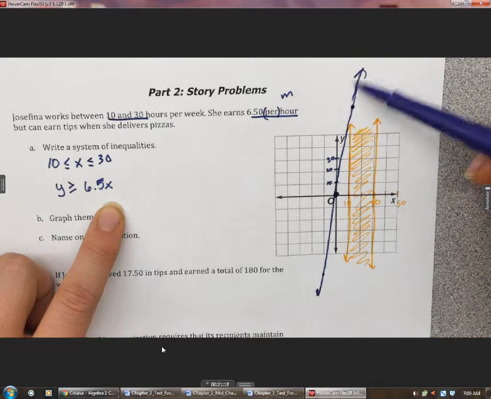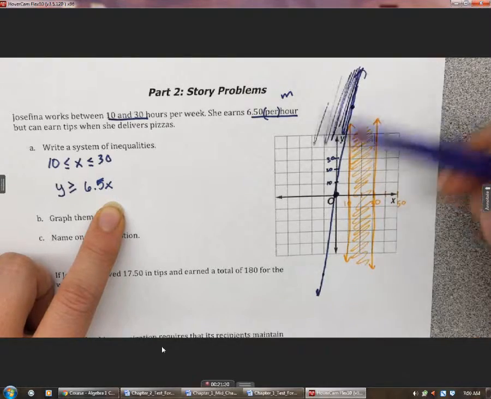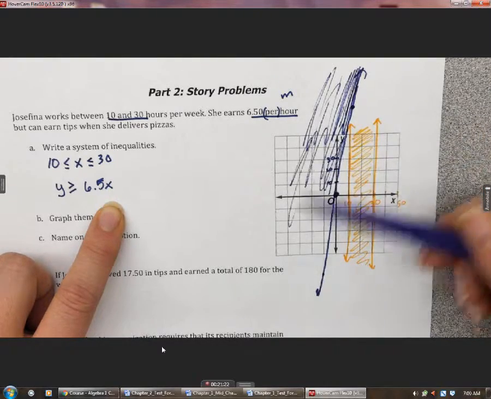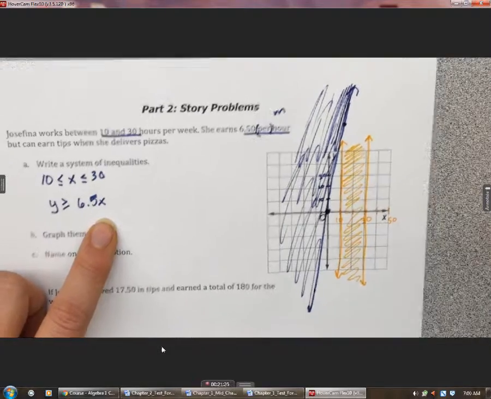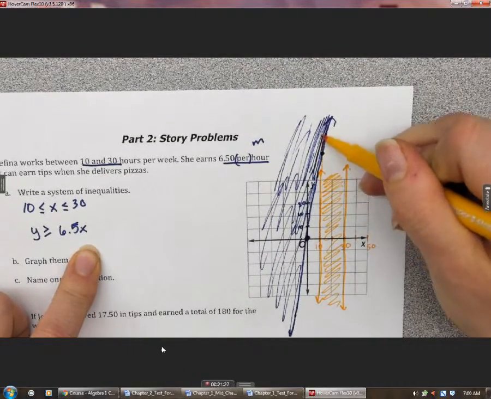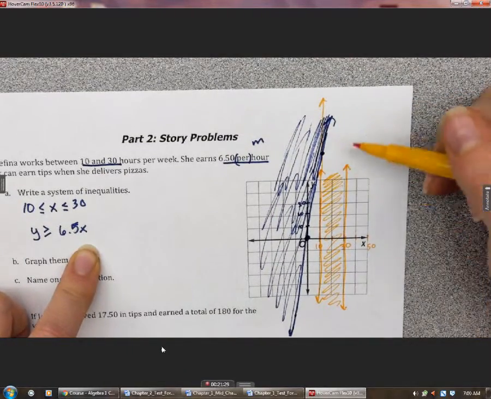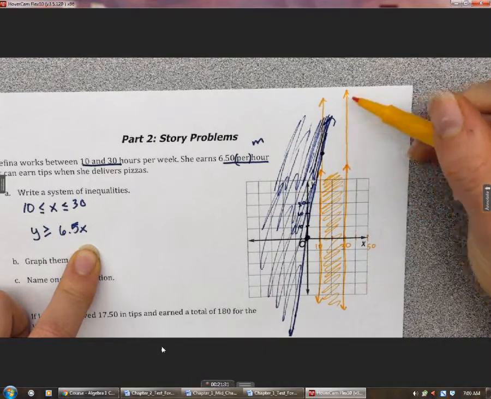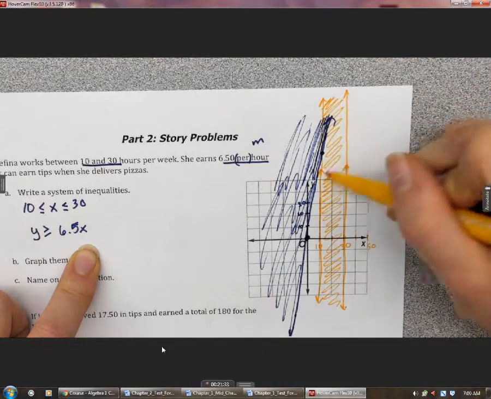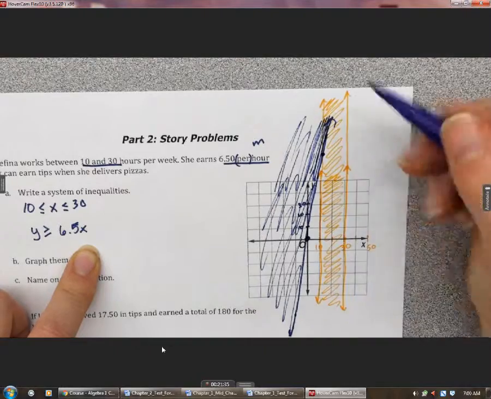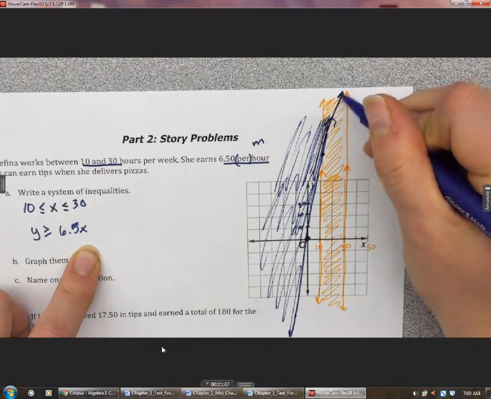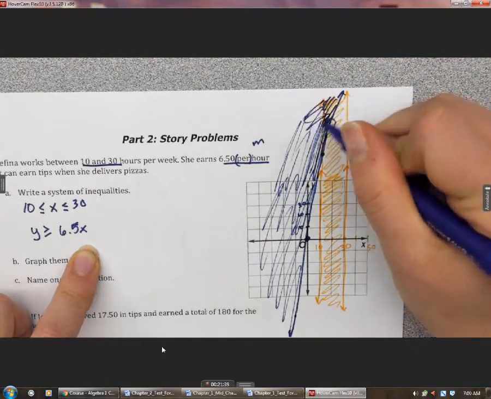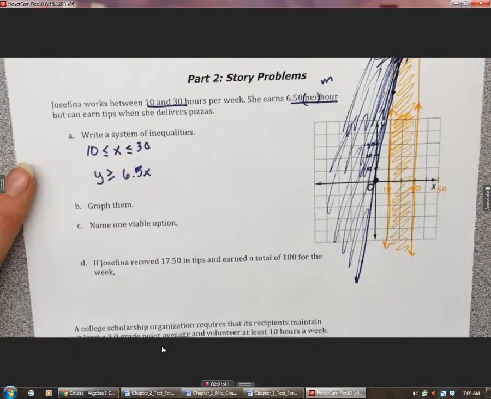And I want it to be greater than this, so I'm shading above the line. If I kept extending these up, and if I had made my graph big enough, there's going to be a little bit of overlapping region up here. So we just graphed them.